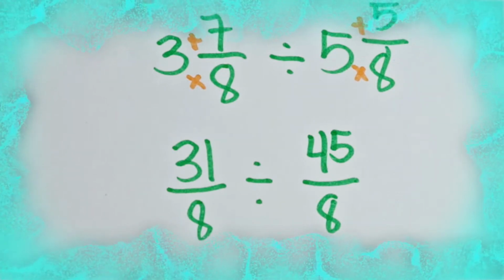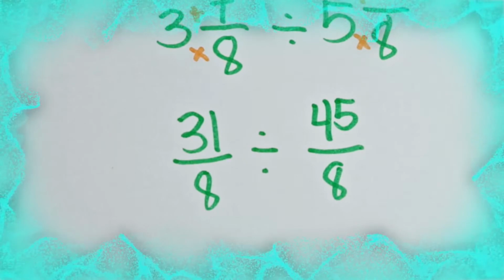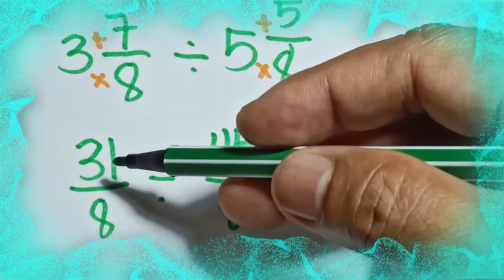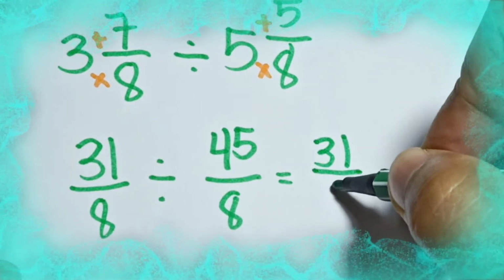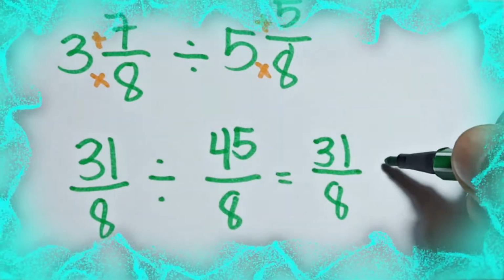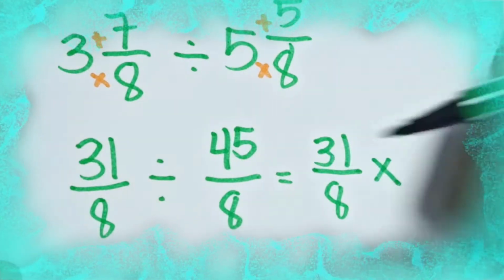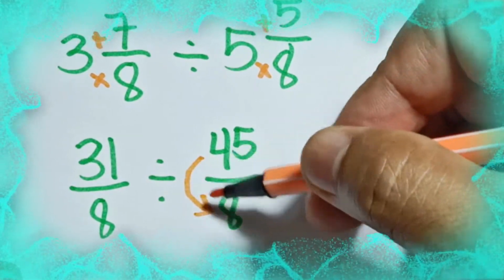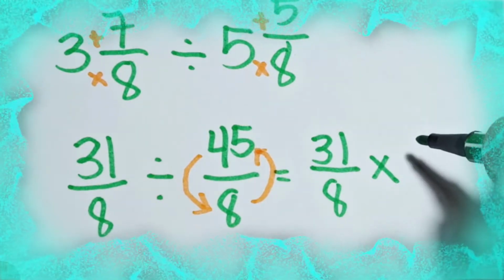my previous video on how to divide fractions, what is the first step? You just copy the first fraction, or the dividend, that is 31/8. And then instead of division, we change it into multiplication, and then change the position of the divisor. So 45 will go down and 8 will go up.